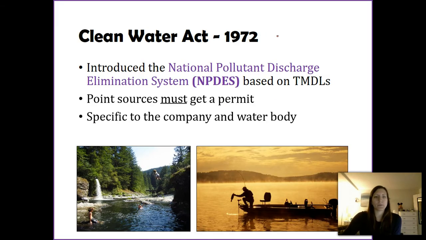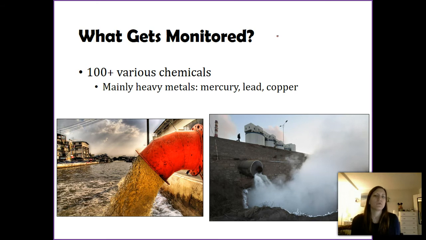So again, just as a recap, all those places had to get a permit. They were going to release pollution into the environment, but in order to do so, they have to get a permit. And it's going to vary between the company and the water body. So what exactly do you need to put on your permit? What do you have to ask for?